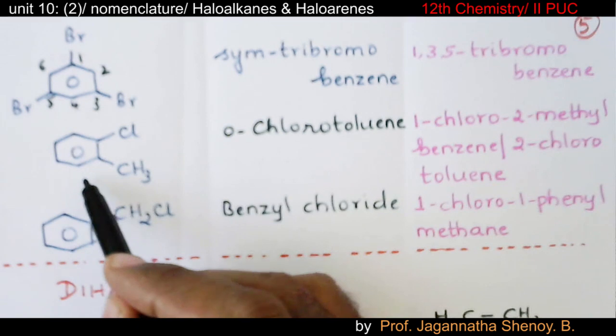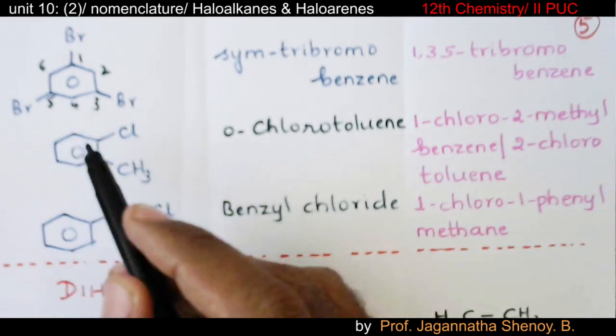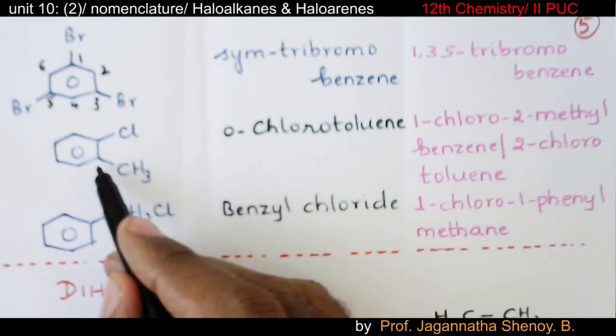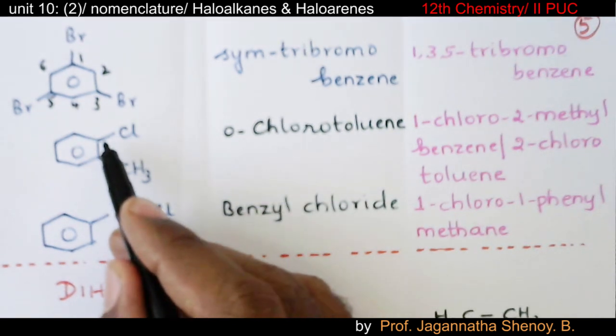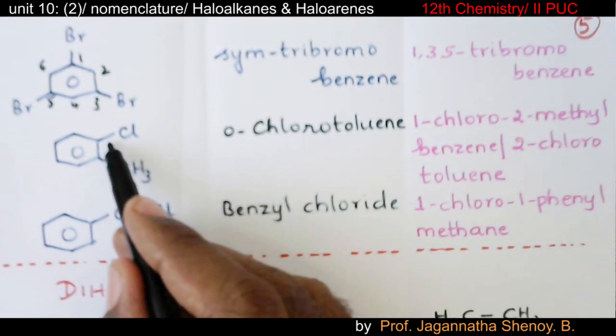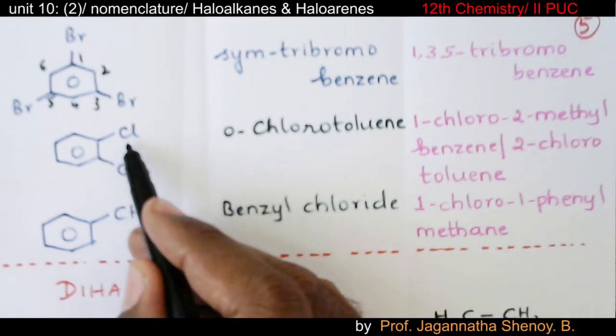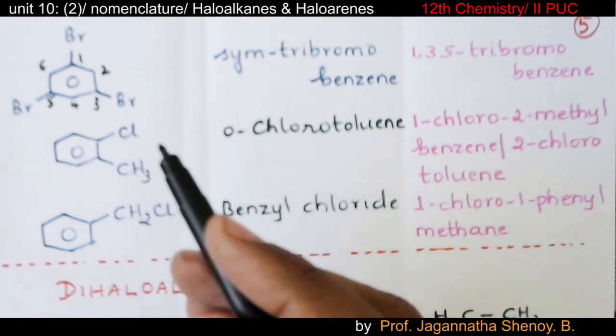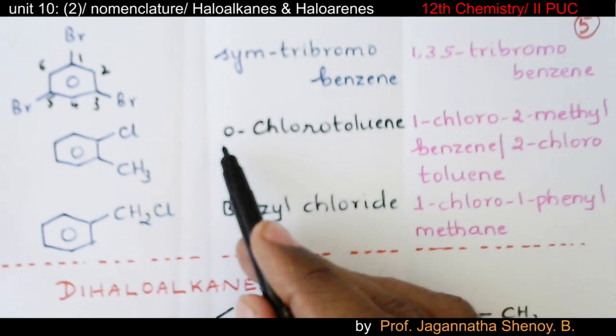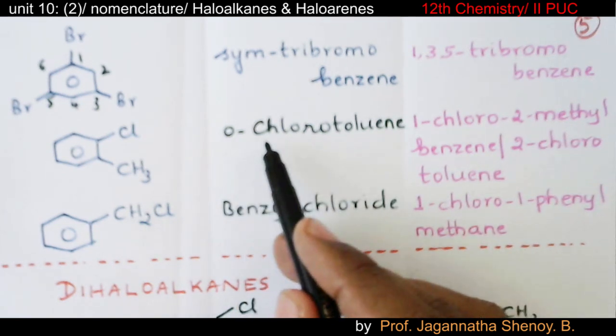Methyl benzene is called toluene. So if you consider this as carbon atom number 1, the next position should be the ortho position. On the ortho position, we have a chloro group. That's why the common name of this compound is orthochlorotoluene.